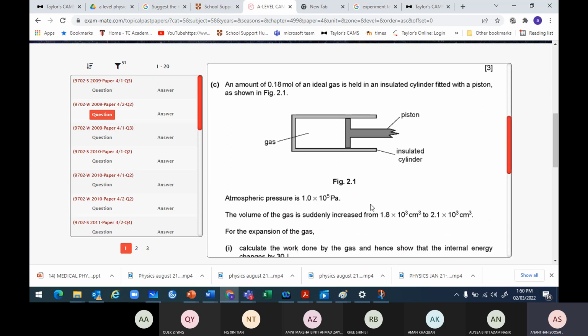The original pressure was 1 times 10 to the power of 5. The final pressure is also 1 times 10 to the power of 5. It's an ideal gas. The initial volume is 1.8 times 10 to the power of 3. The final volume is 2.1 times 10 to the power of 3. They're asking what is the temperature change. The number of moles is 0.18. Any ideal gas formula comes to your mind? Find the change in temperature. Pressure is constant. So what formula comes to your mind?